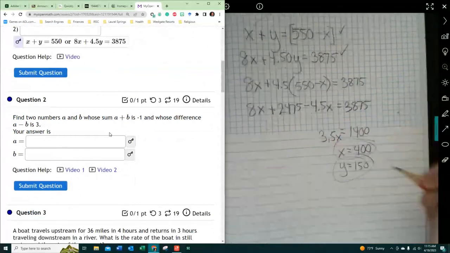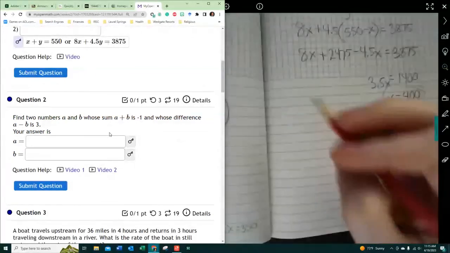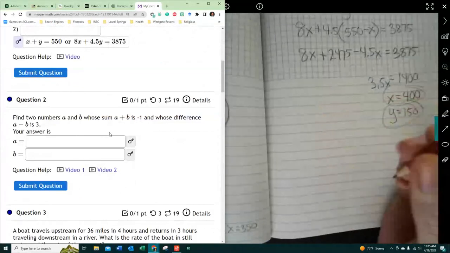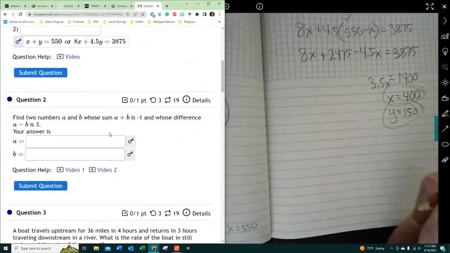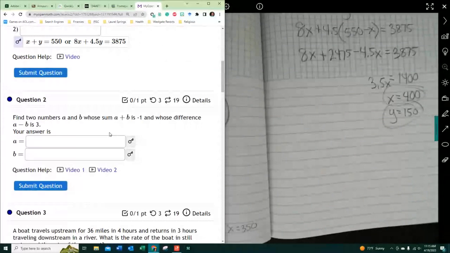Okay. So let's go ahead and continue. Now it says for question number 2, let me make sure I'm reading it all. It says find two numbers. So now I actually have to find the two numbers in this one. Okay, I finally read the instructions all the way. I need to solve it.